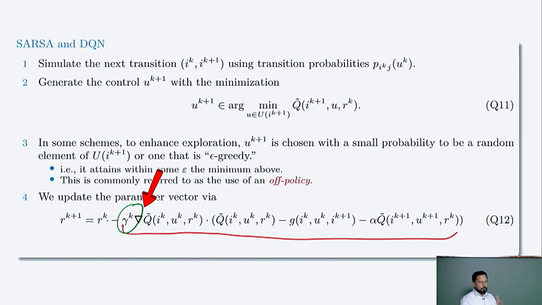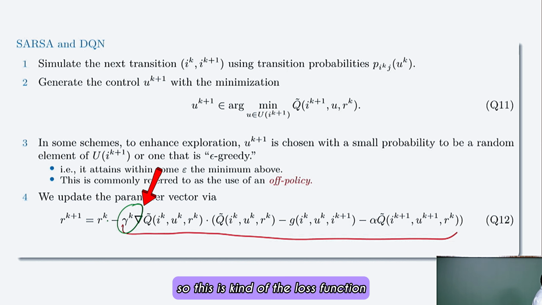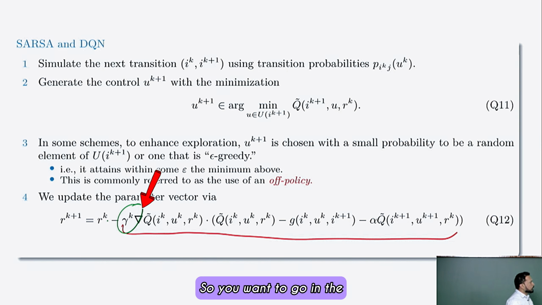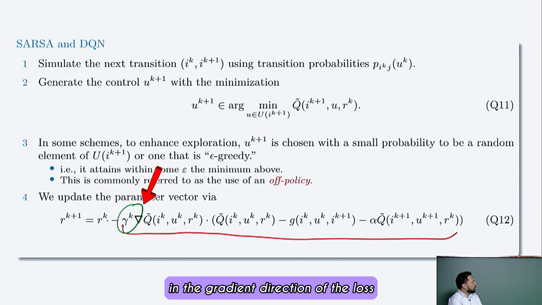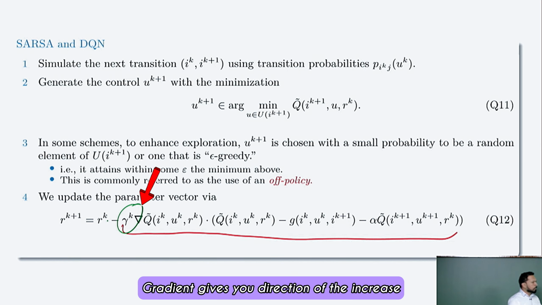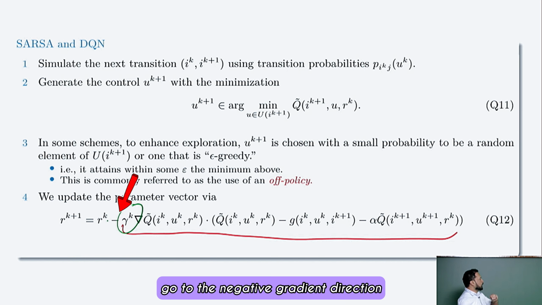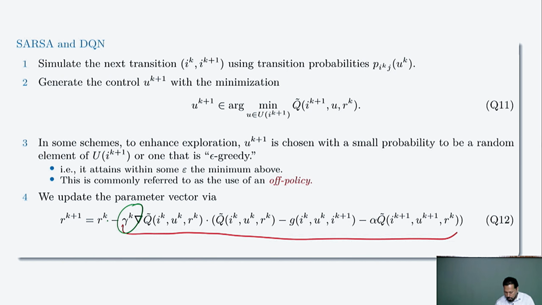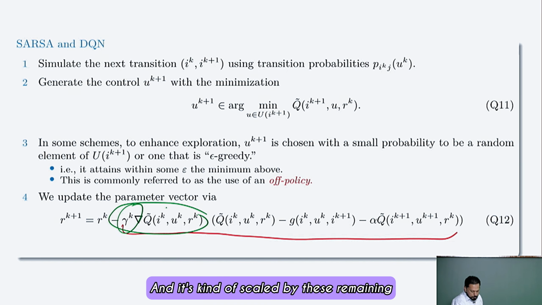This is kind of the loss function. You want to go opposite of the gradient direction, since this is a minimization problem. The gradient gives you the direction of increase, and you want to minimize, so you go in the negative gradient direction. That's why you see this negative of the gradient overall, and it's scaled by the remaining terms.